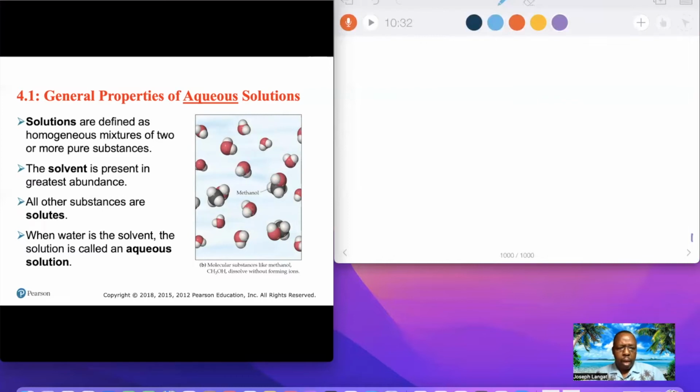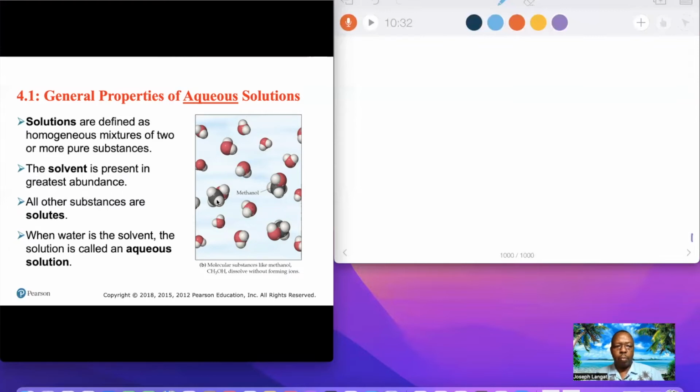I can tell this on the diagram here is a homogeneous solution of what? Methanol, which is an alcohol, and liquid H2O. I can tell by the composition. Recall what I said, the white sphere here is hydrogen, the red sphere here is oxygen, and this is the water molecule.